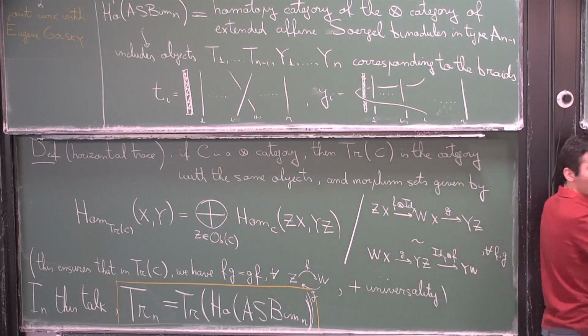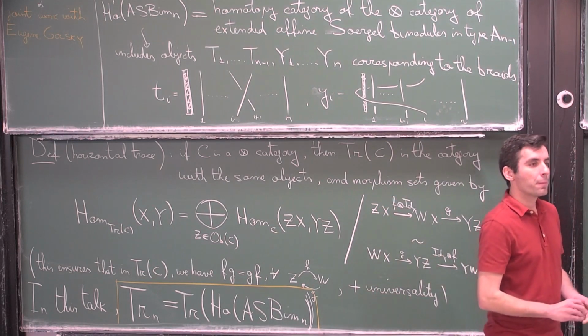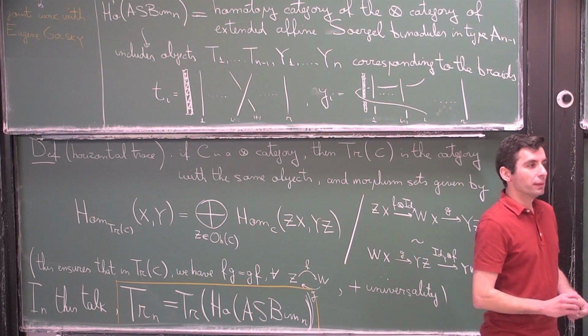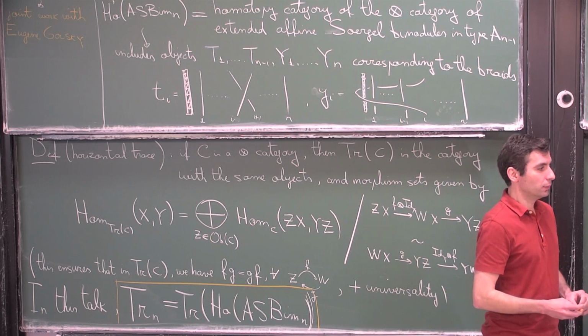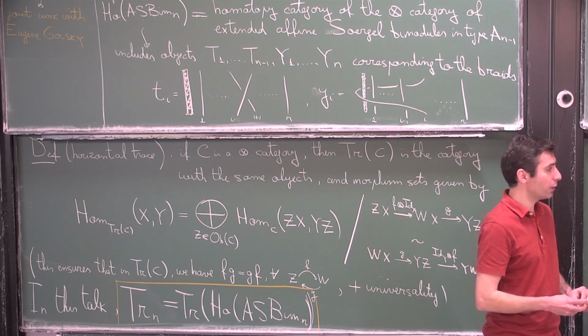Could you give some very rough intuition of why these objects should generate? If possible, that's fine. No, generated as a triangulated category.